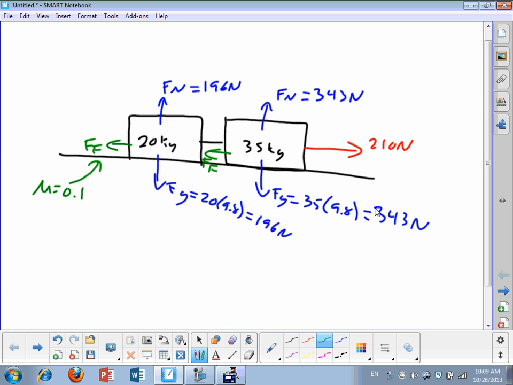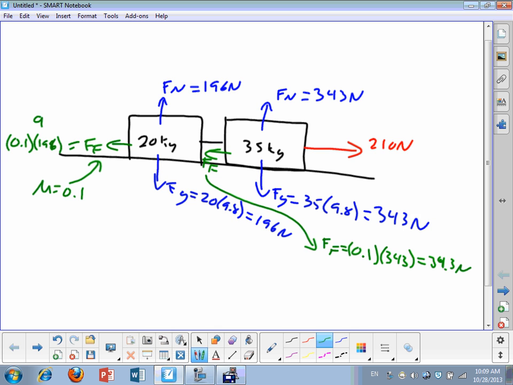To find the force friction on the first object here, it is mu times force normal, which is 34.3 newtons, and force friction on the other object, mu times force normal, which is 19.6 newtons.